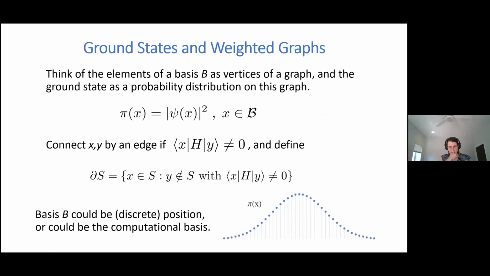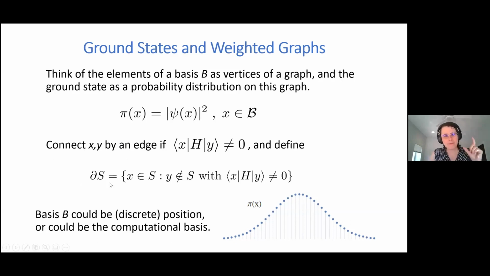Okay, so let me say how that translates to a quantum setting. Think of the elements of a particular basis as vertices of a graph, and the ground state as a probability distribution on this graph. So positive weights, and connect two vertices by an edge if they have a non-zero matrix element between them. And actually for this result, it's not going to matter whether the Hamiltonian is stochastic or not. This is going to be a general result. So if the edge is just anything other than 0, we'll put an edge there.